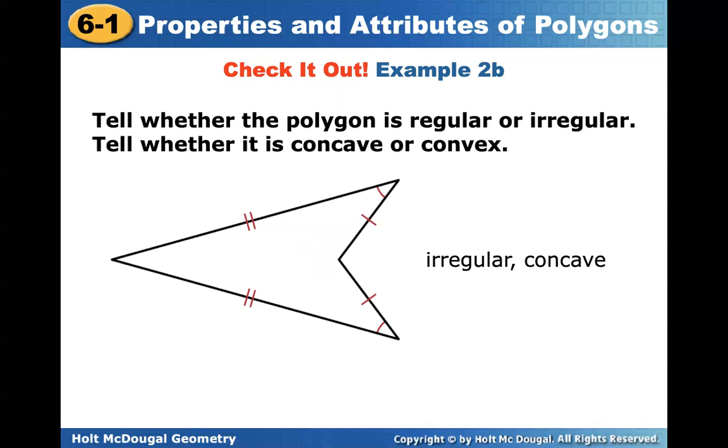Remember, all regular polygons are convex. You'll never have a concave regular polygon, because the inside angles all have to be the same.